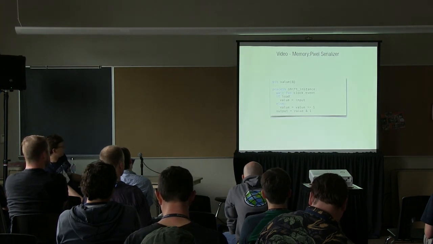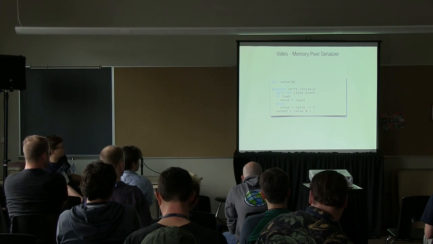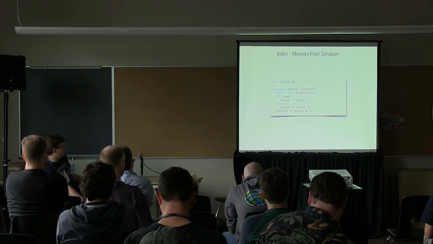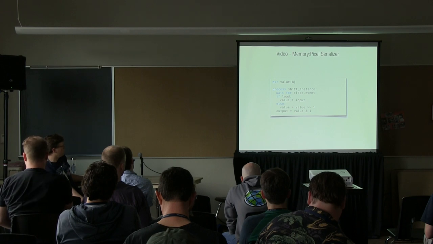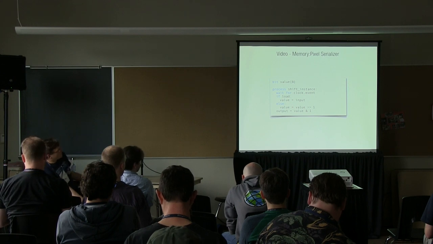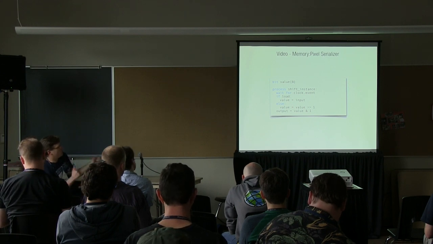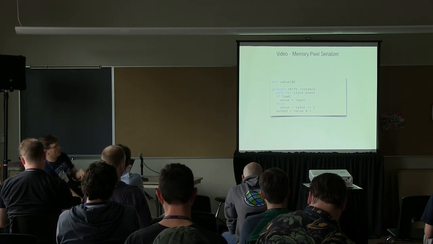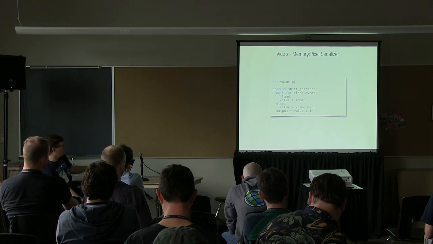In pseudocode, this is how an 8-bit shift register might look. The shift register only does work when a clock event occurs, kind of like the prior example I showed you. When a clock event occurs, it checks to see if the load variable is true. If it is, it loads the register value from an input variable. If it's not true, the register is shifted right 1 bit. And at all times, the output of the shift register is the least significant bit in the register, the value variable.